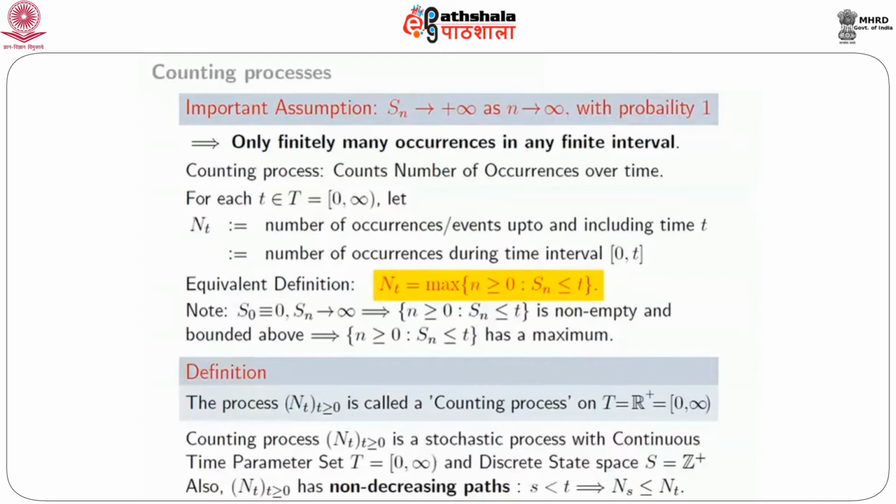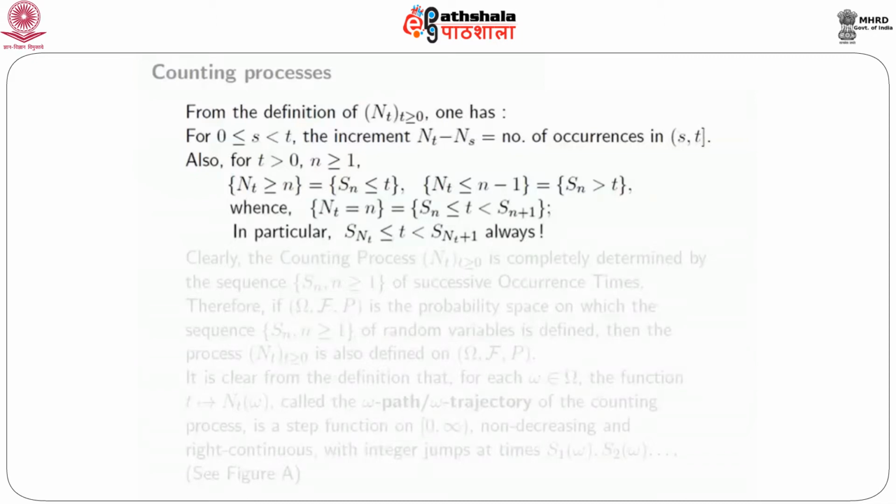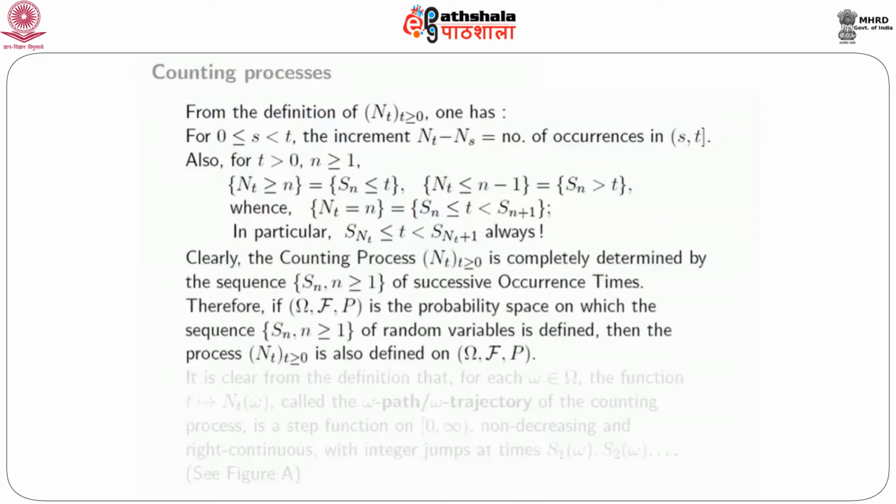That simply means that for any two time points s and t with s less than t, Ns has to be less than or equal to Nt. That's obvious because the number of events up to time s cannot exceed the number of events up to time t if s is less than t. So from the definition of Nt, you can easily see that if you take any two time points s less than t, then the increment of the process, Nt minus Ns, would represent the number of occurrences in the interval (s, t]. So s is excluded because Ns is subtracted, which means any event that might have occurred at time s is not included here. So it counts all the events that occurred during the interval s to t, s excluded but t included.